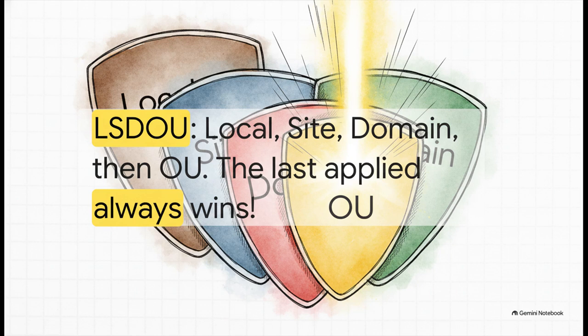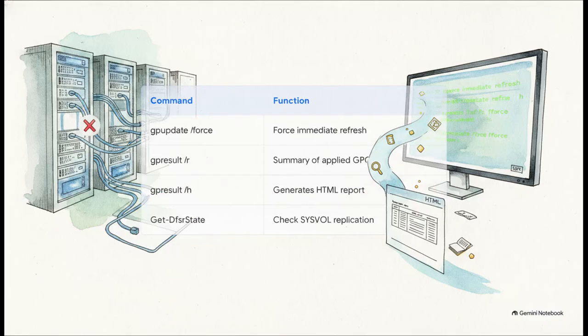When you're enforcing rules, like setting wallpapers or deploying software, policies apply in what's called the LSDOU order: local, site, domain, and finally OU. The golden rule to remember here? Last applied wins. That means the most specific organizational unit setting is always going to override any of the broader domain-wide policies. Of course, when a group policy inevitably doesn't apply the way you want it to, these troubleshooting commands are going to be your best friend.